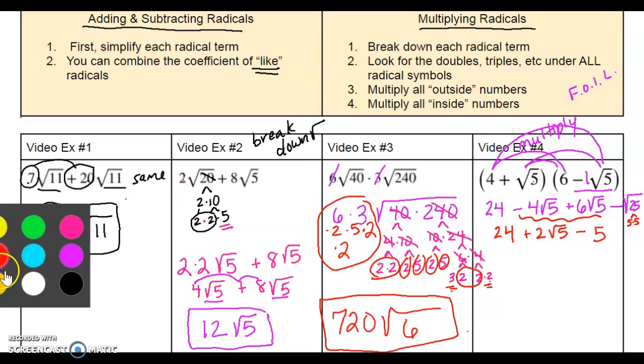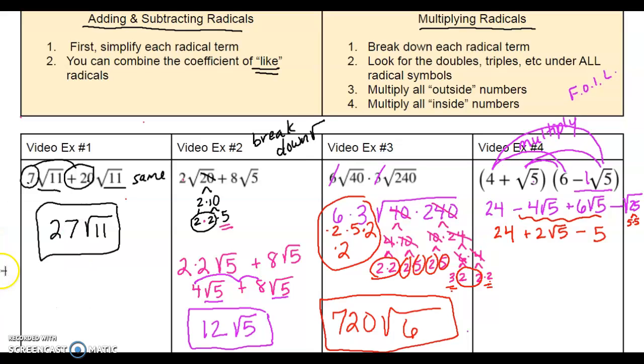All right, and then the last thing we do is these whole numbers we can combine. So 24 minus 5 is 19 plus 2 root 5. You can't do anything with a whole number and a number with a root. So that's going to stay.